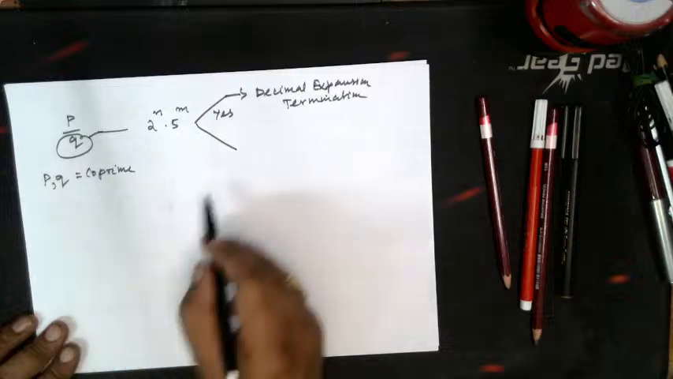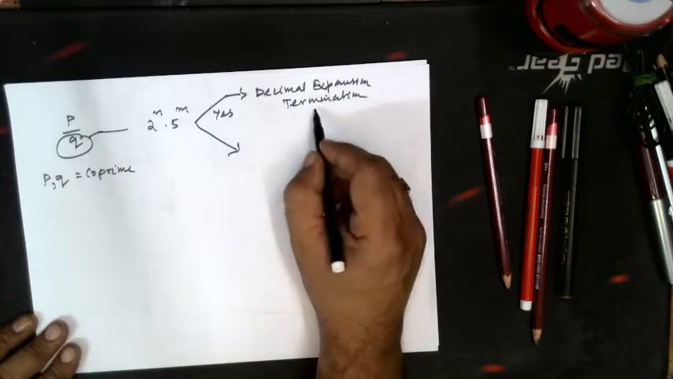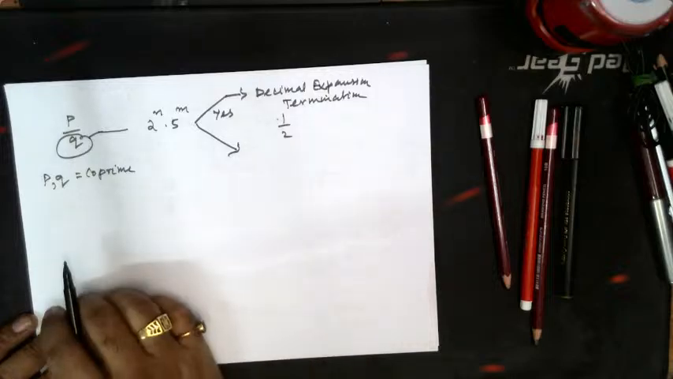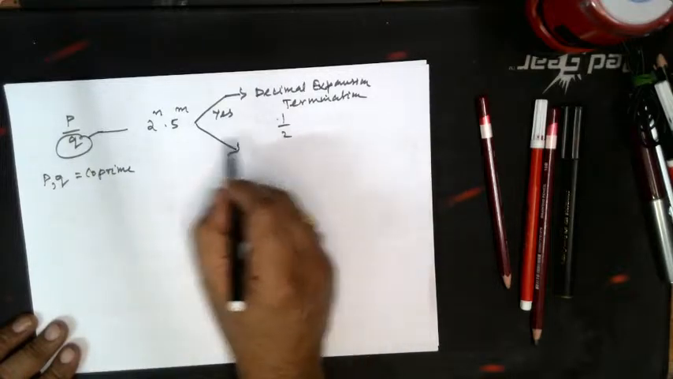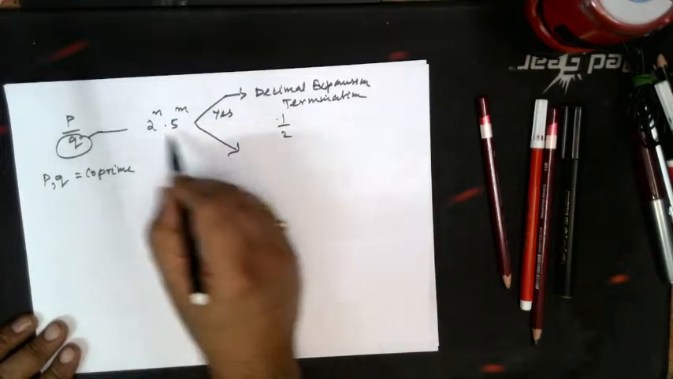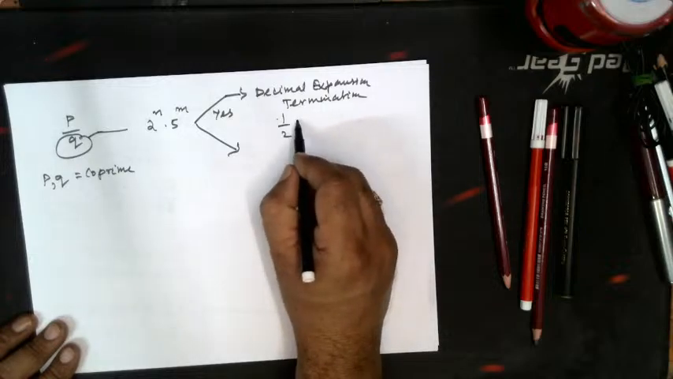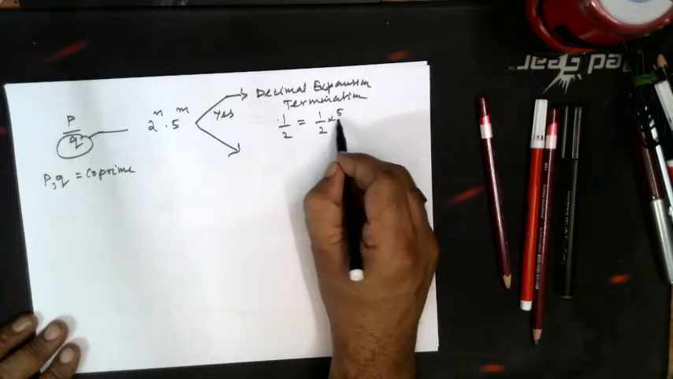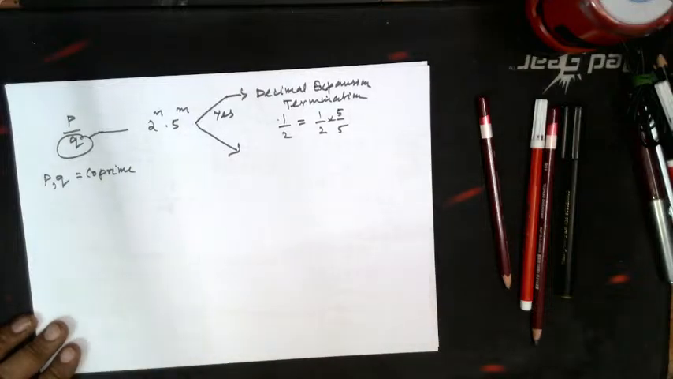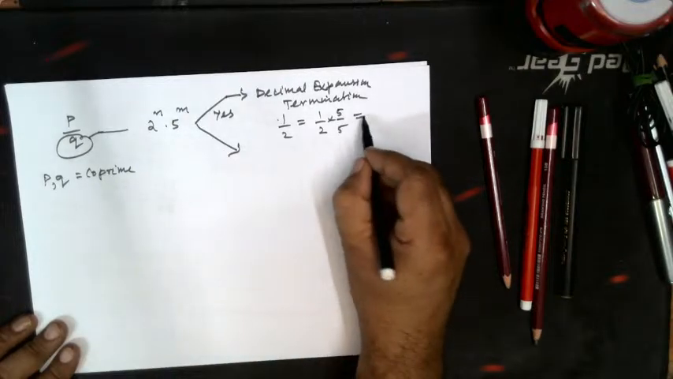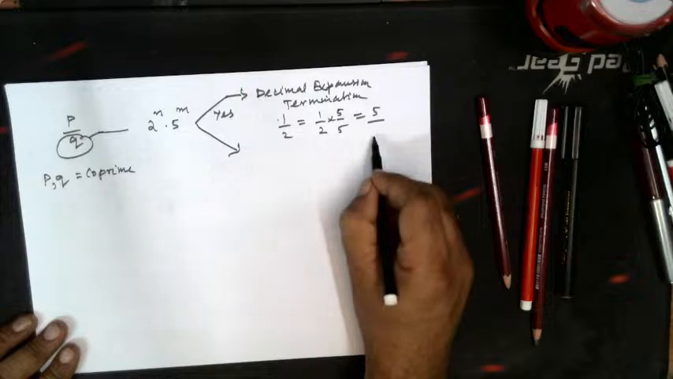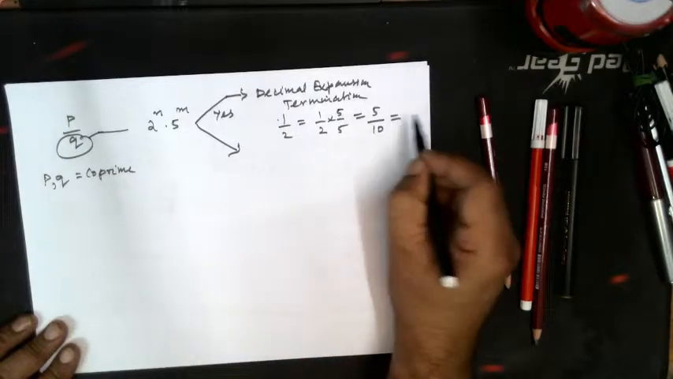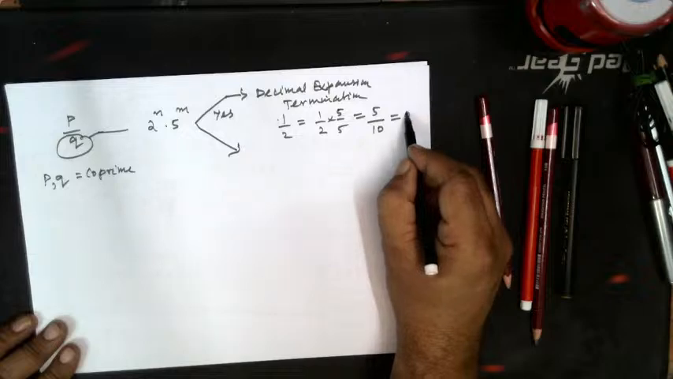Okay, now let me give you an example. For example, let me take 1 by 2. So we have to convert this into this form. In order to convert this into this form, what you can do, you can take this 1 by 2, multiply and divide by 5, right? So that you are able to get 5 divided by 10. Is it not? So 5 divided by 10 means that is 0.5.